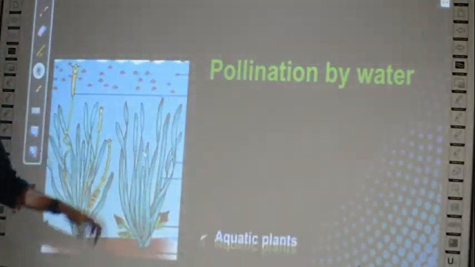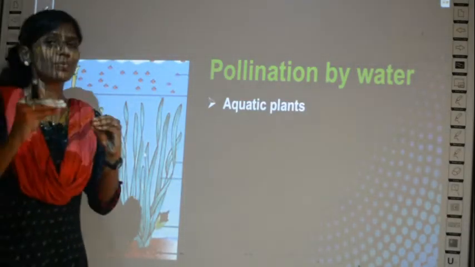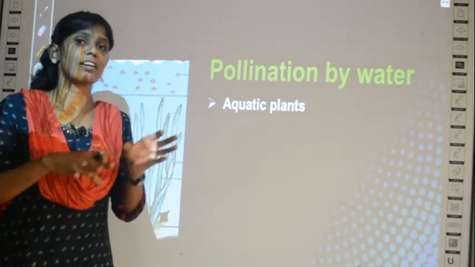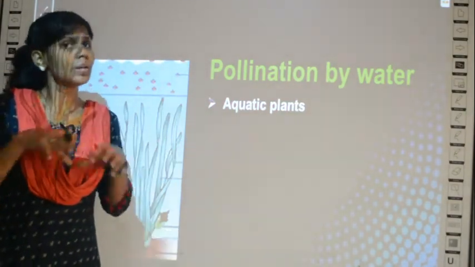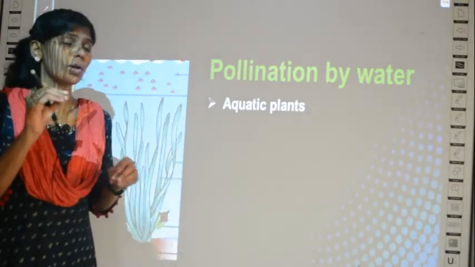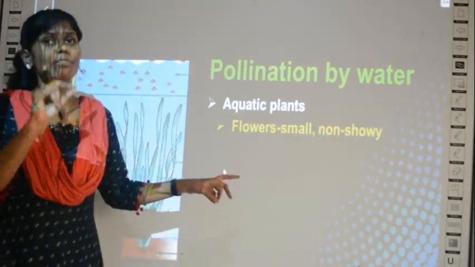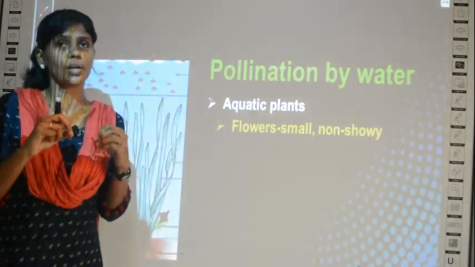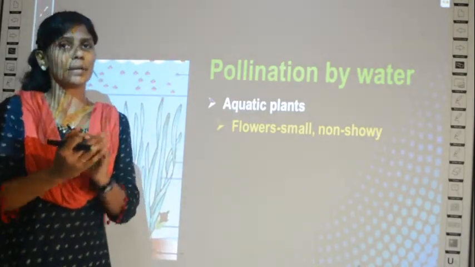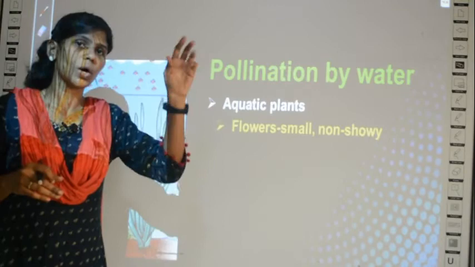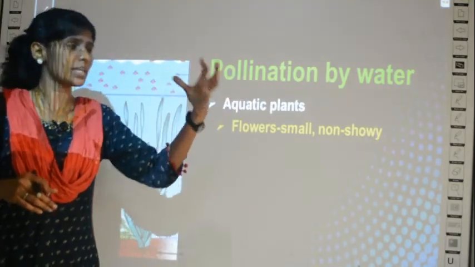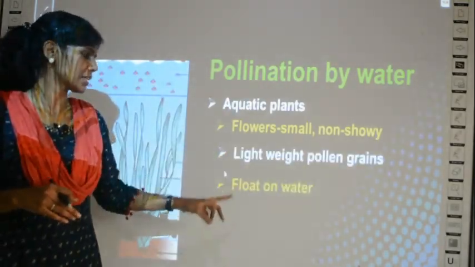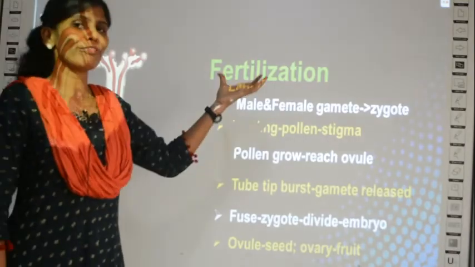And pollination by water means the transfer happens within the water itself. Pollen grains are transferred to the stigma within the water itself. These pollen grains, usually if you see, will have a waxy coating, so that the pollen grains are not soaked into the water. It's like a protective covering. So pollen grains will float about in the water and reach the stigma, and you can see this in the Vallisneria plant. The last topic is about fertilization.